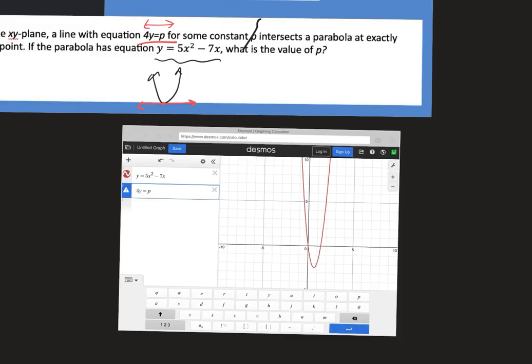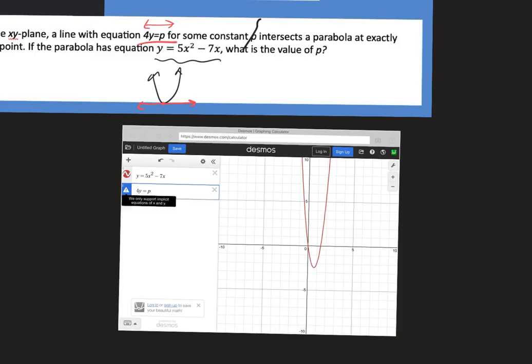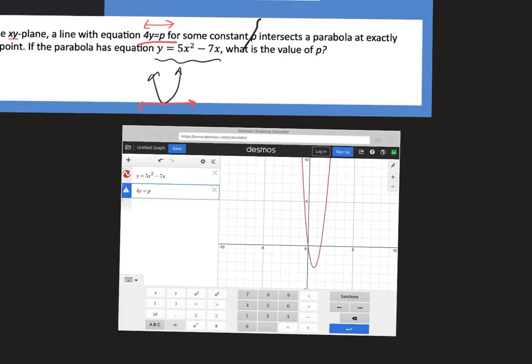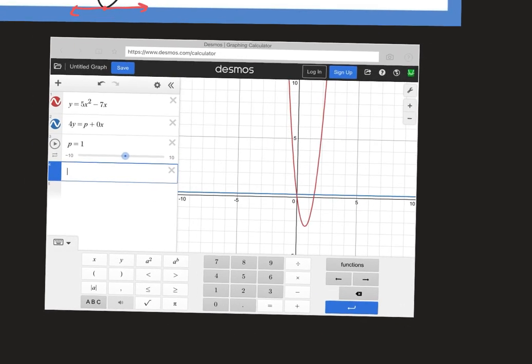Now when you do that, you'll see the little yield sign says we only support implicit equations of x and y, which means it knows it's missing the x. I'm going to add the x in, but without changing this equation, I need it to be 0x. So I'm going to add plus 0x. It didn't change my equation, but now it's going to graph that line. Hit enter, and it's going to give you a slider for p.